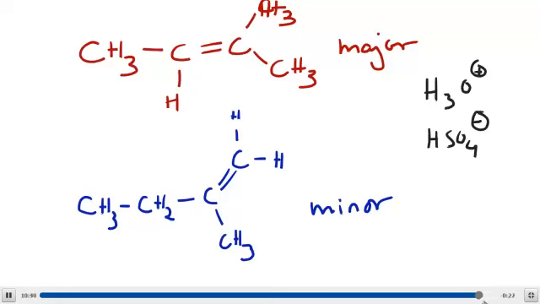And the major product is the major product because it's a tri-substituted alkene. The minor product is the minor product because it is a gem disubstituted alkene. And if you remember from class, the more substituted the double bond is, the more stable it is. And that's why the product that you see there in red is the major product.